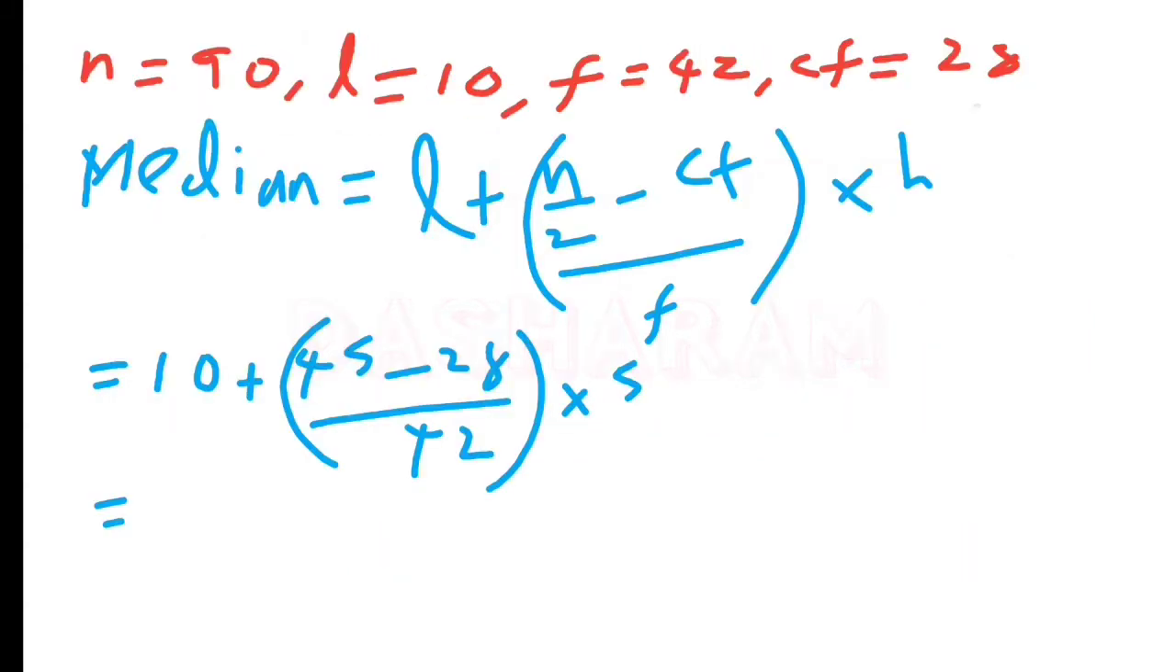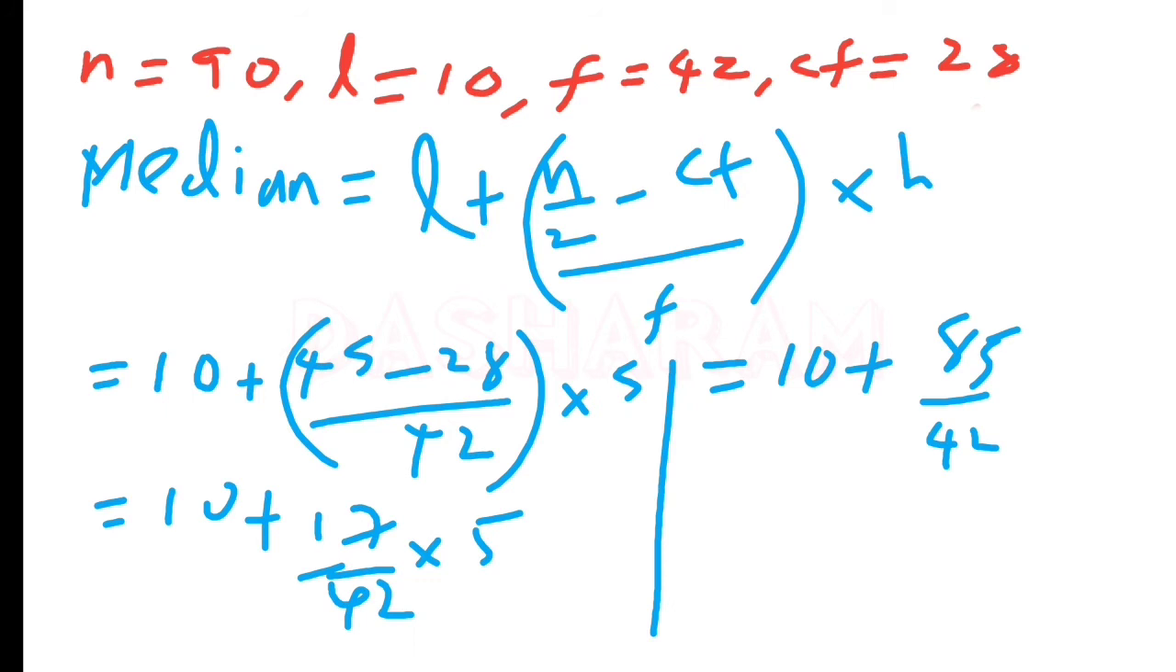So here I substituted all values, L, n by 2, Cf, f and h. Let's simplify. So 45 minus 28 is 17 by 42 into 5. So 17 into 5 is 85 by 42. So let's simplify. 42 ones are 42, 42 twos are 84.